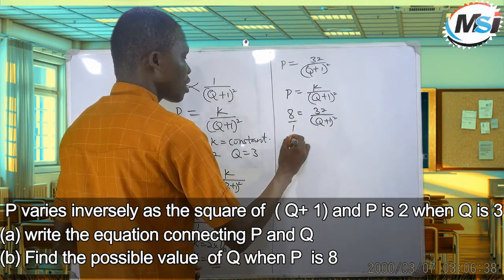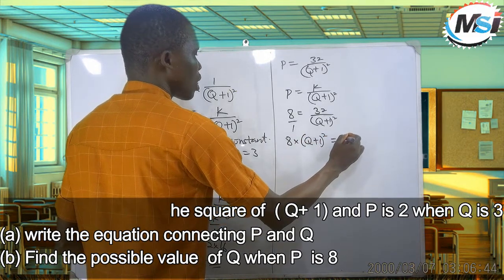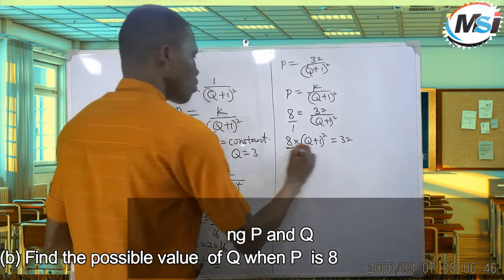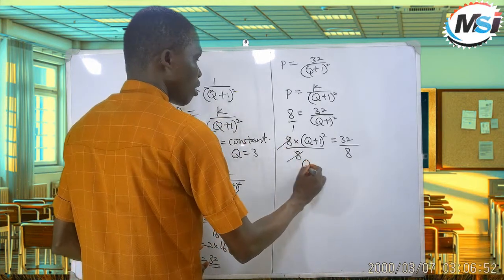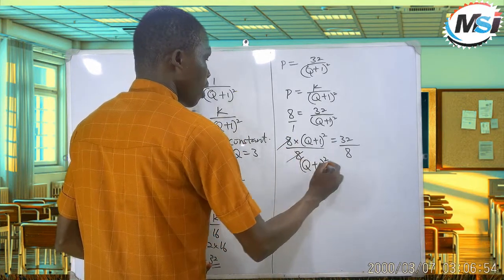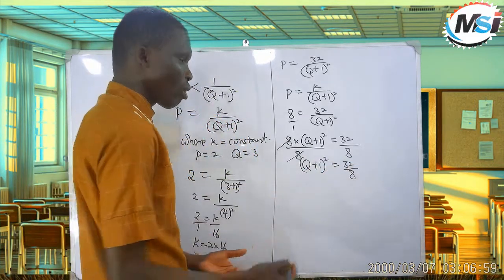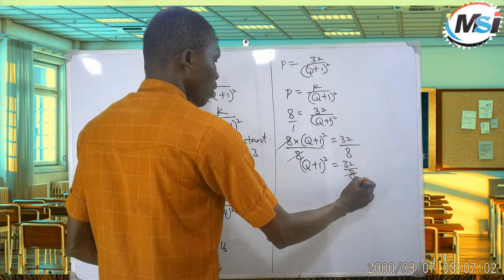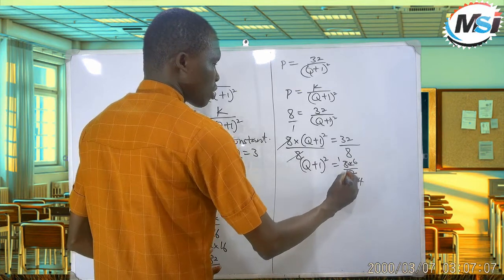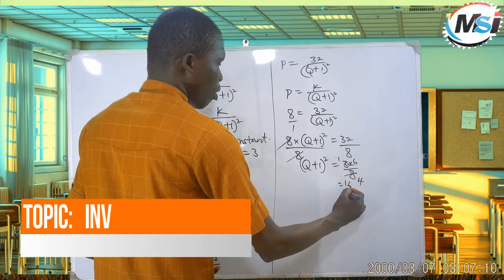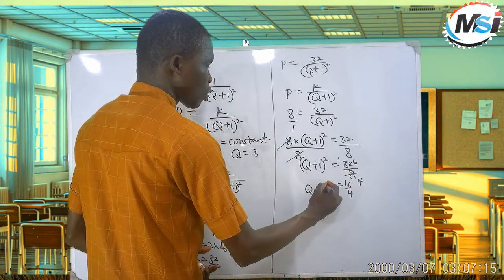We are going to have 8 multiplied by (Q plus 1) squared equals 32. Now from here you can divide this by 8, divide this by 8. This 8 cancels 8. You are left with (Q plus 1) squared equals 32 over 8. Now from here we can cut. If we say 2 here will give us 4, 2 here will give us 1, and 2 here will give us 16 over 4. So you have (Q plus 1) squared.